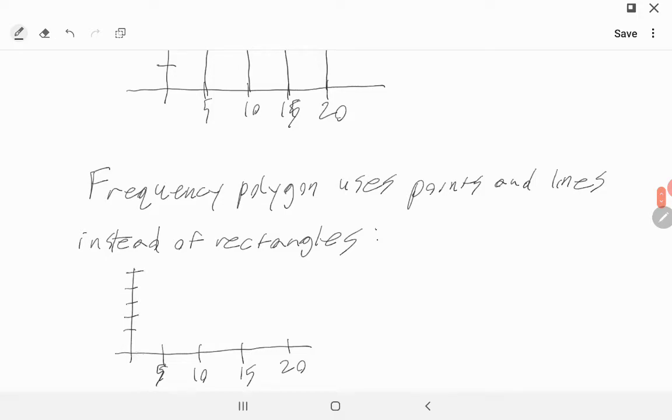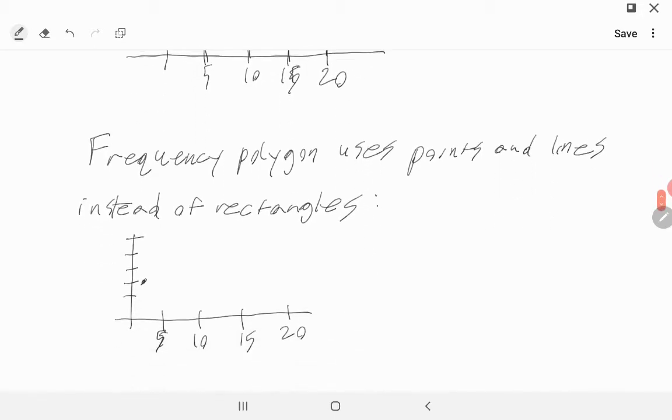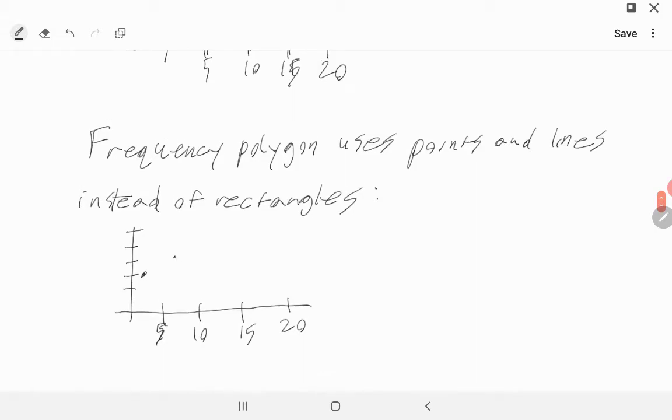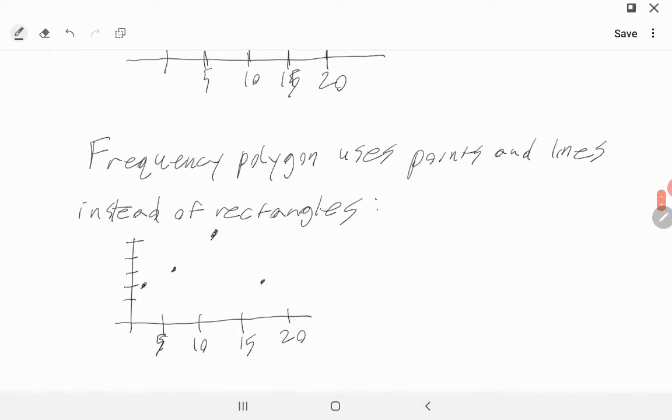So we notice that 1 to 5, we had 2, so we put a dot at the midpoint. 5 to 10, we had 3, so we put a dot at the midpoint at 3. 10 to 15, we had 5, so we put a dot there, midway between 10 and 15, but at height 5. And then 15 to 20, we look at the midpoint, and then we put a dot at a height of 2, and then we connect the dots. So line, line, line, and so we get something that looks like a polygon.